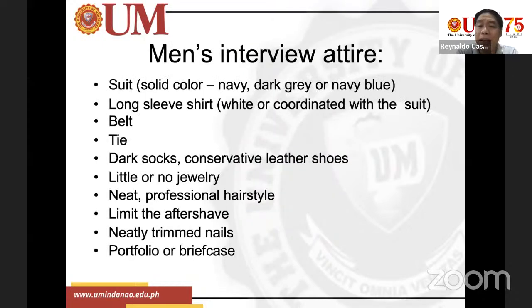So generally, for men's interview attire, these are the things that you need to observe. One is a suit. I mean, you can wear a suit that's very corporate. Long sleeve shirt. If you're wearing a suit, then you have to wear long sleeve. Do not wear a suit with short sleeves. Of course, belt and then tie, dark socks, and wear conservative leather shoes. Do not wear badminton shoes, basketball shoes, sport shoes. You have to wear office shoes, leather shoes.